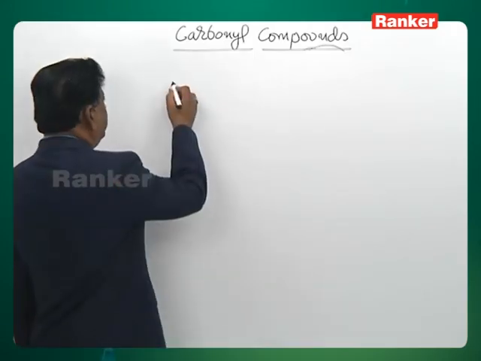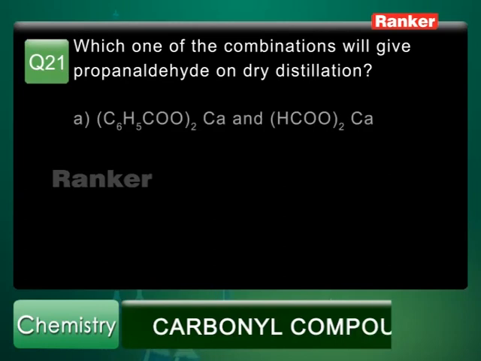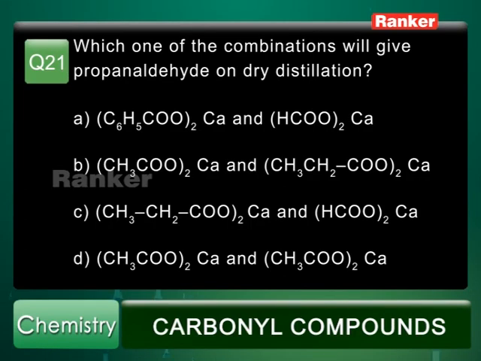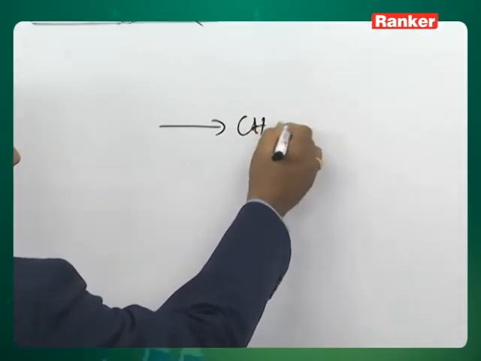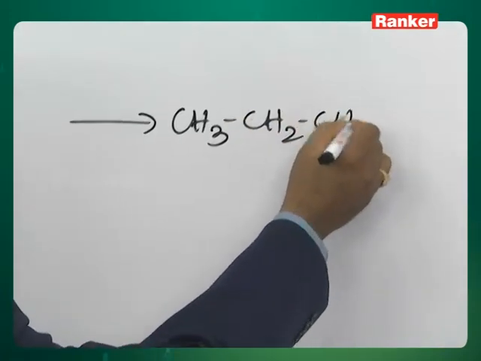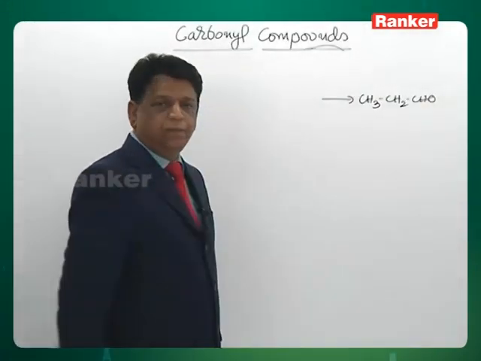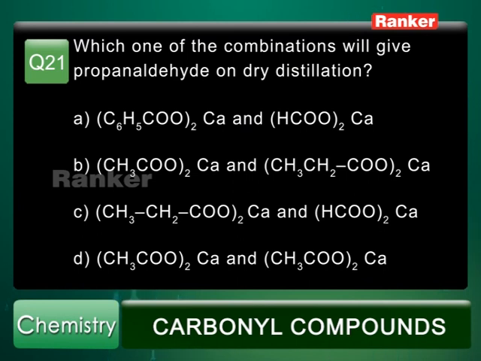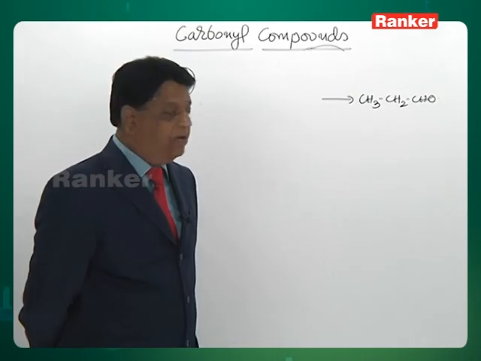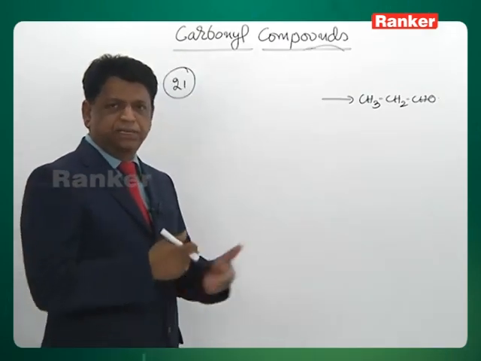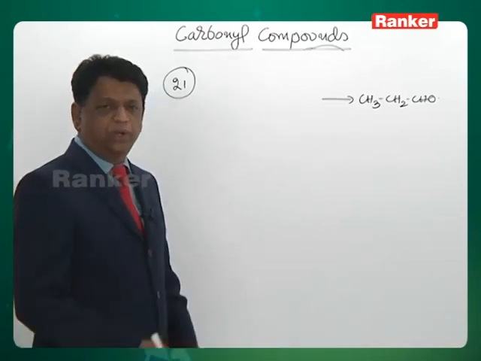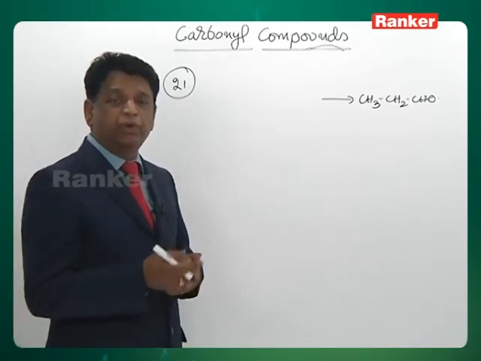So let's go for the 21st question. Which one of the combinations will give the propanaldehyde on dry distillation? So the answer must be the propanaldehyde. Let us say in the first option, a calcium salt of the benzoate and the calcium salt of the formate. Whenever calcium formate is added, aldehydes are formed. As such, if you distill calcium acetate, for example, you will get acetone. Calcium benzoate, if you distill, benzophenone will be formed.